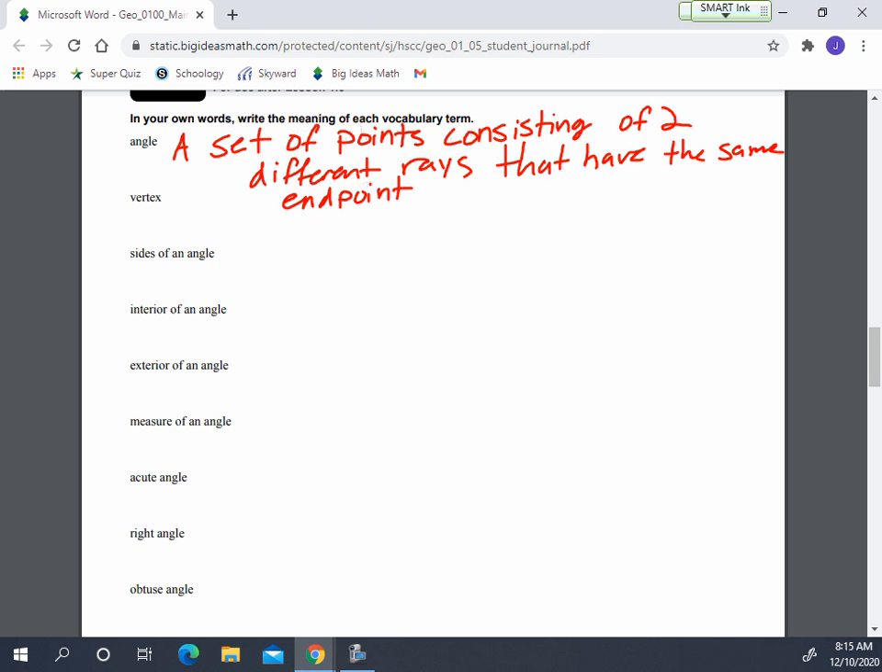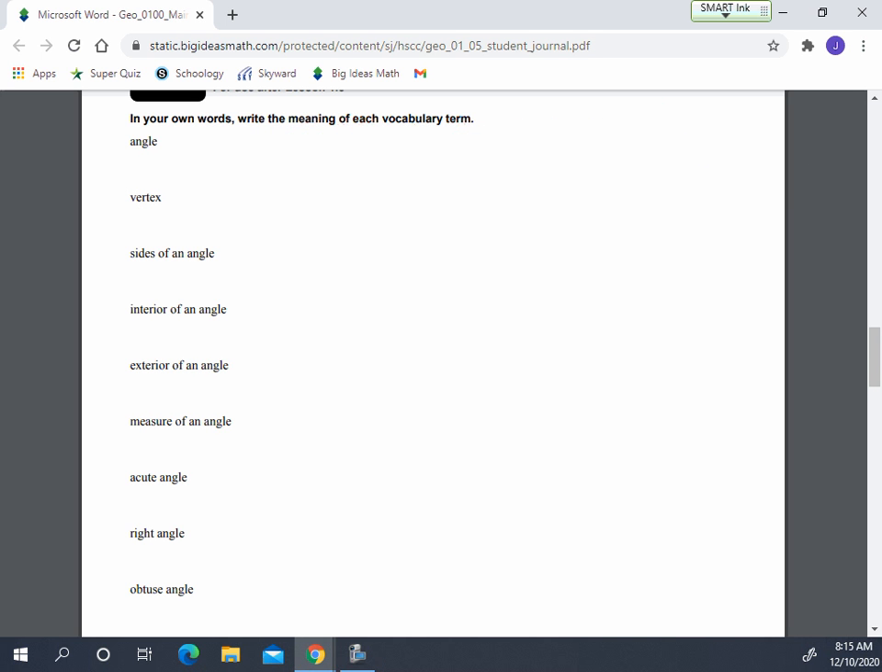When I think of that definition, it makes a lot of sense, right? Because if I have two rays with the same endpoint, well, I have one ray starting here and it's going down here. Then I have another ray with this same endpoint, it's going that way. That creates an angle, right? My angle's right there. A vertex is where those rays meet. Same endpoint. That's the vertex. I'm going to put an arrow right to it.